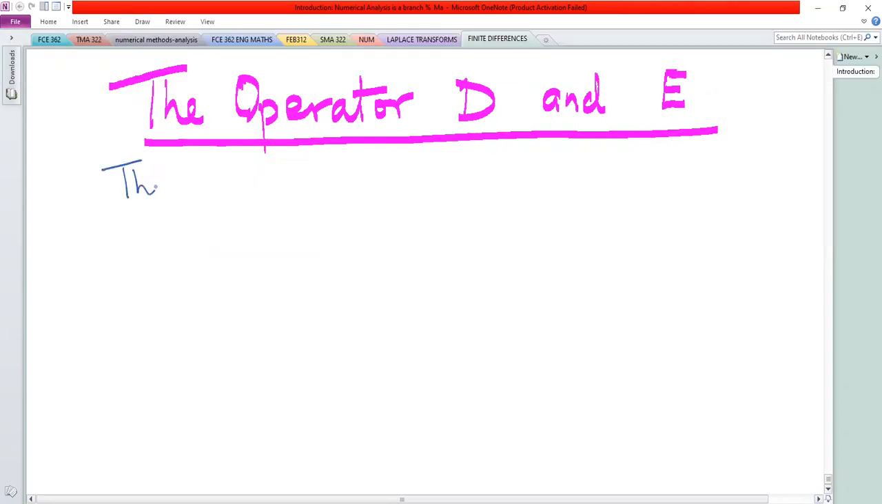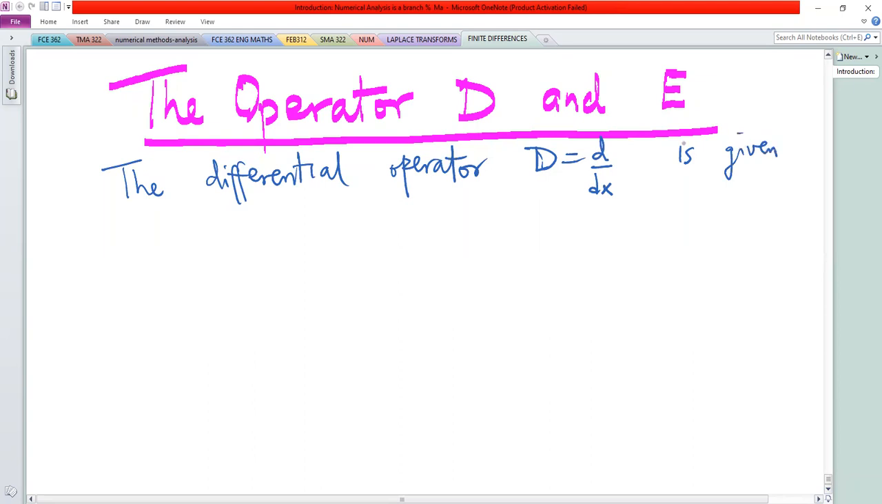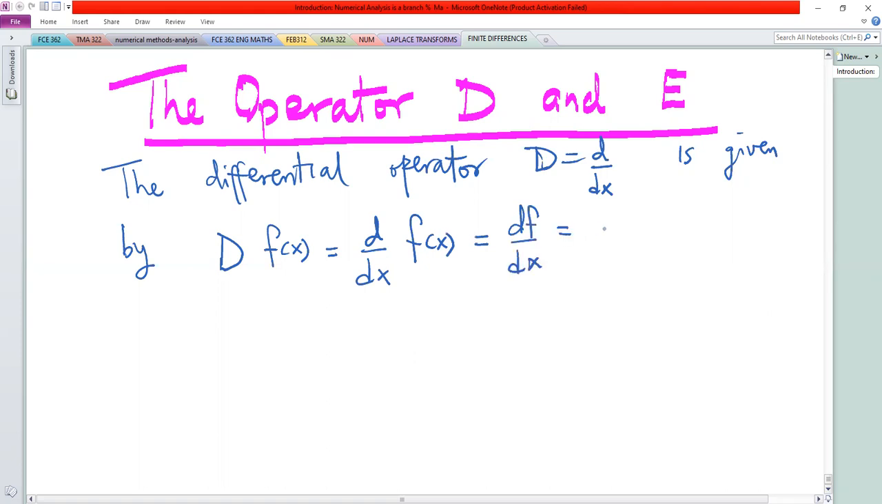So the operator D is the same thing as d dx. D of a function f of x is the same as d dx of the function f of x. And sometimes this can be written as df dx. Sometimes this can be written as f prime of x.